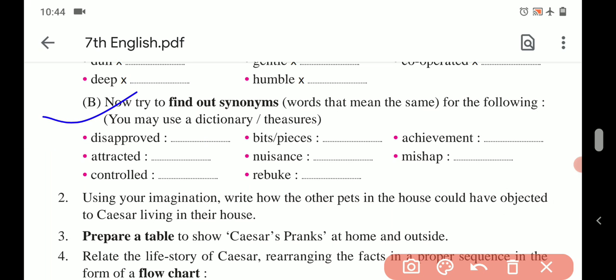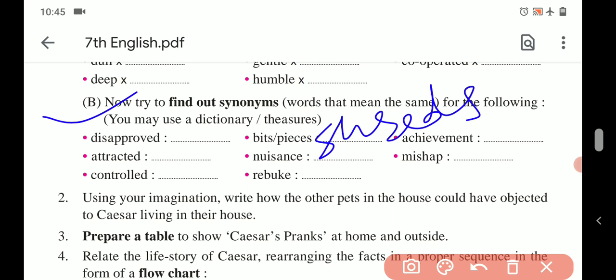Now try to find out synonyms. Words that mean the same. Synonym means words that mean the same. For the following, you may use a dictionary or thesaurus. First one, disapproved, objected. Bits or pieces means shreds. Next, achievement, success.